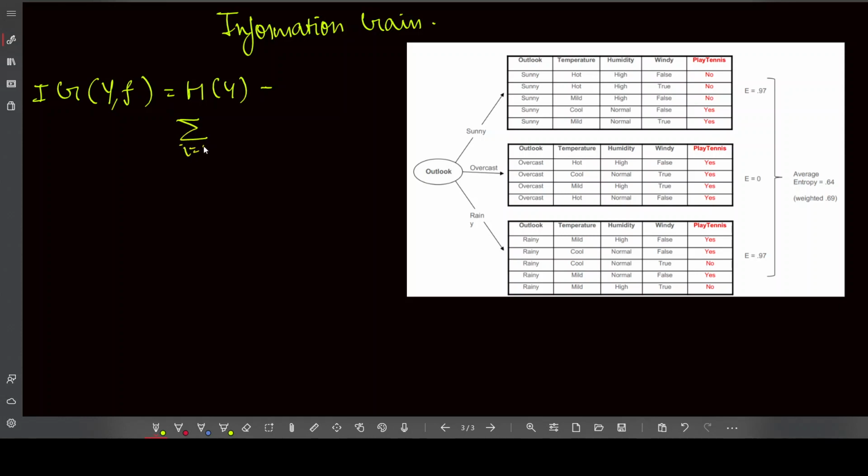sigma i equals 1 to k, D_i by D, into the entropy of the particular sub-data set. Okay, so I'll explain what this is.